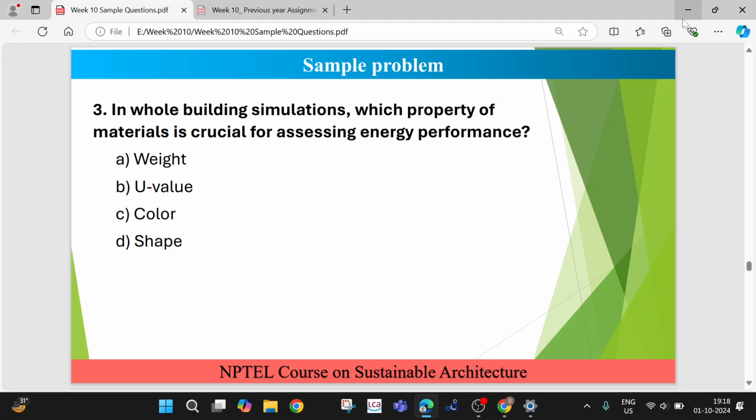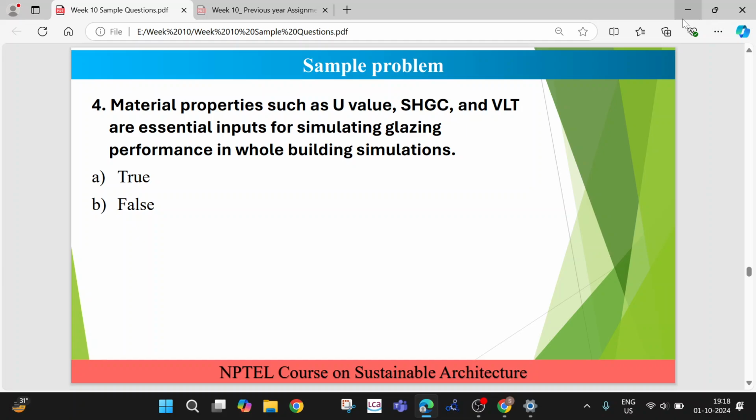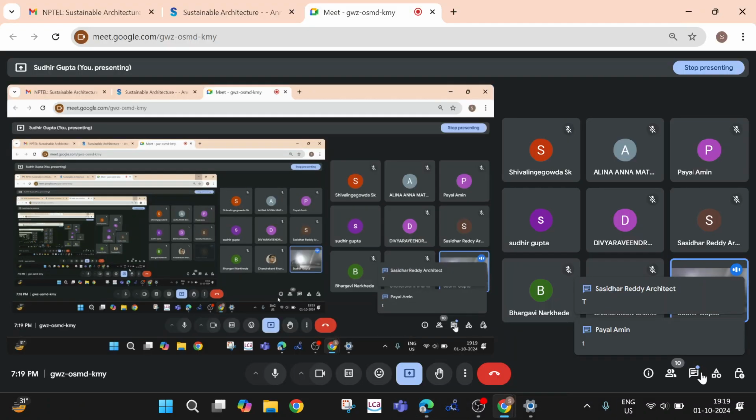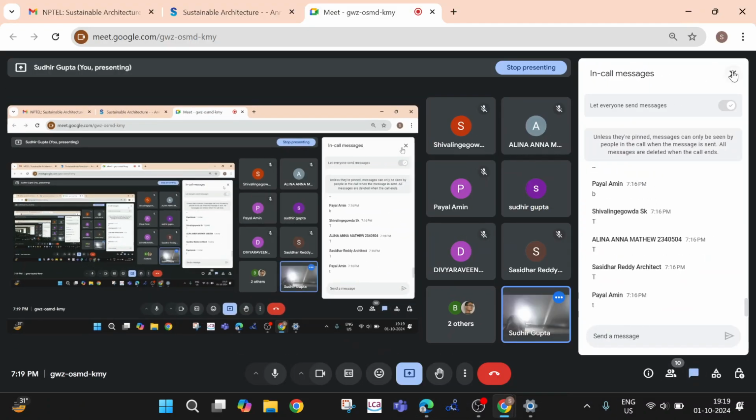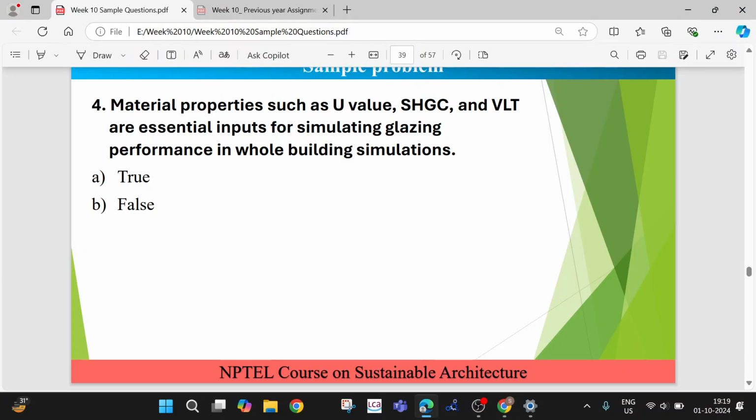So let's move to the next question, question number 4. Material properties such as U value, solar heat gain coefficient, and visual light transmittance are essential inputs for simulating glazing performance in whole building simulations. Is this true or false? True, sir. Yeah. So this is true, and I don't think anybody will have any sort of doubt in that. This statement is absolutely true.